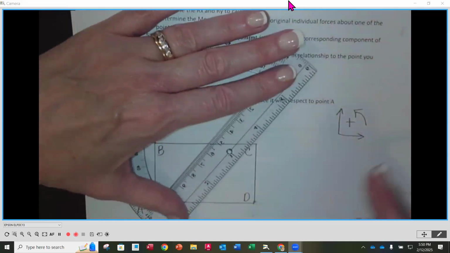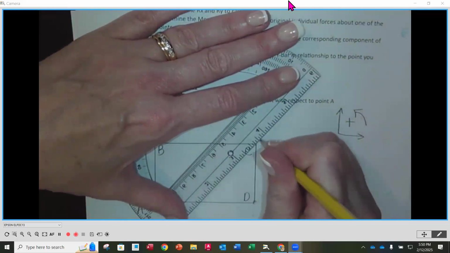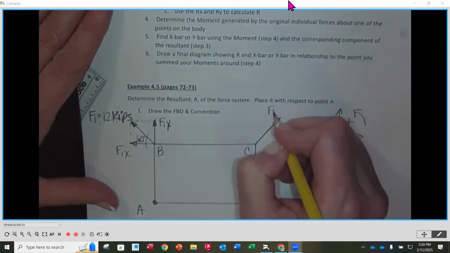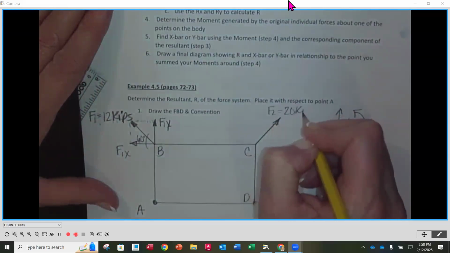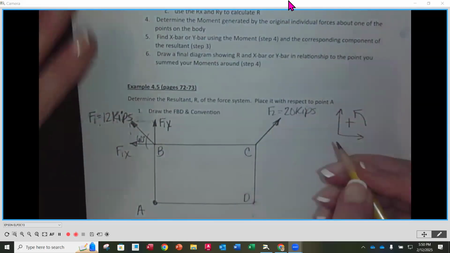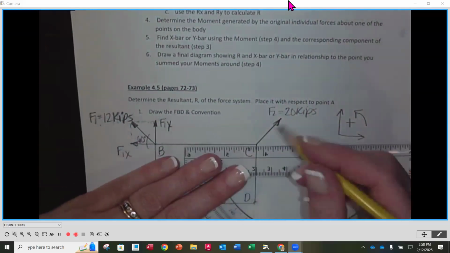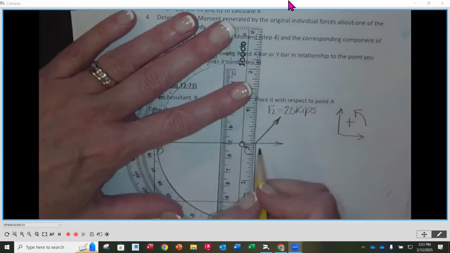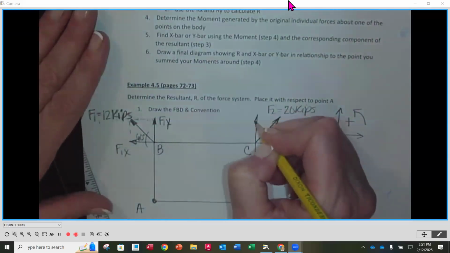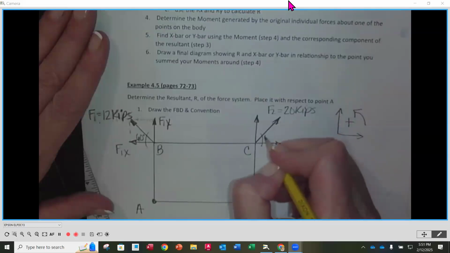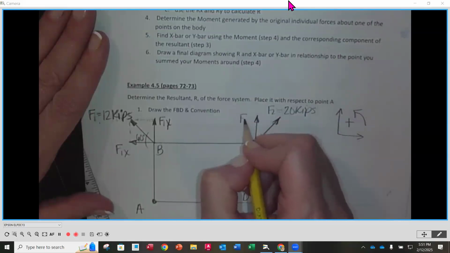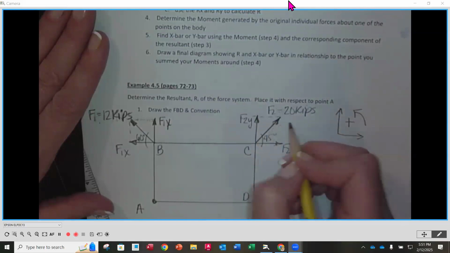This is F2, and it's 20 kips going up and to the right. So 45 degrees. Okay, since F2 is equal to 20 kips, we're also going to have an X and a Y here as well. X is going to point to the right, and the Y is going to go up. This is 45 degrees, and this is going to be F2X, and this is going to be F2Y.